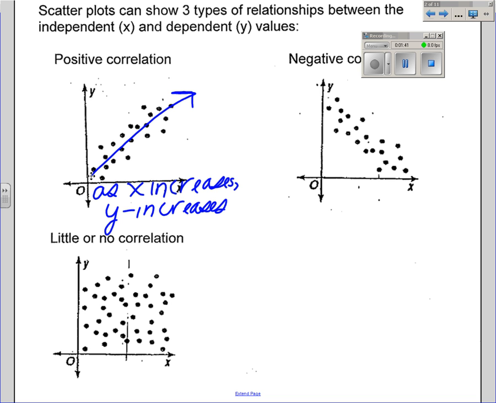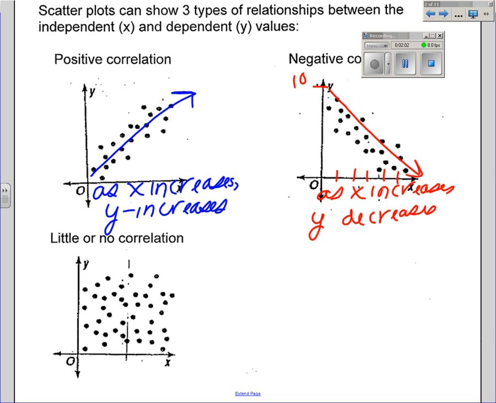The second data plot shows the negative correlation. From left to right, the trend of the points goes down. So x is still increasing here. As x increases, because you're going 1, 2, 3, 4, 5, your y value decreases. Remember, you're starting up here, let's say at 10, and as you go over, you're dropping down.